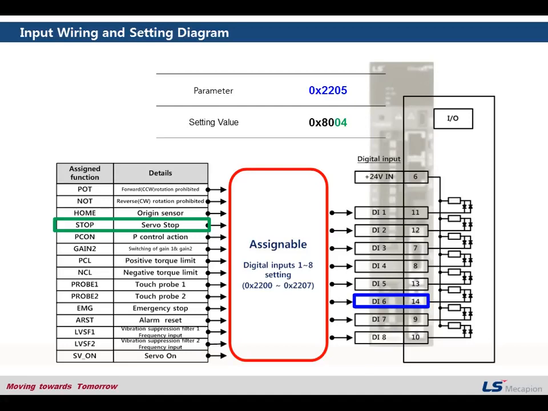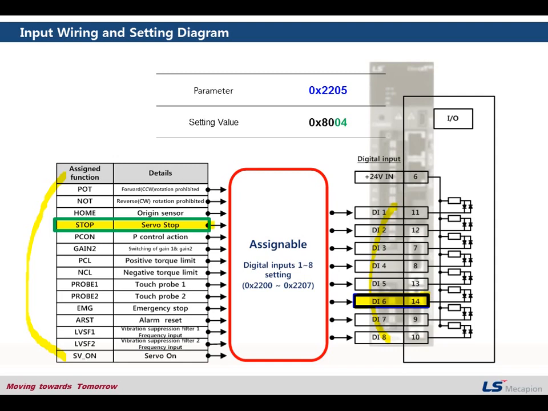This is I/O wiring and setting diagram. So the value we have just checked is like this. There are 15 functions, and this stop function is one of them. And these signals are 8 selective signals. And the parameter 2205 is to set this input signal here.